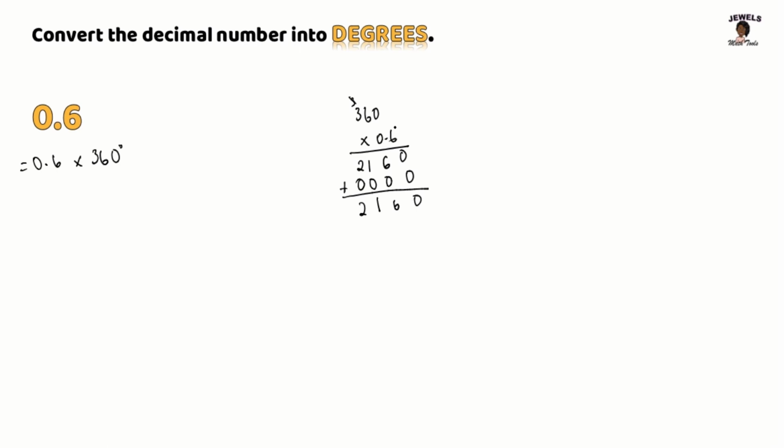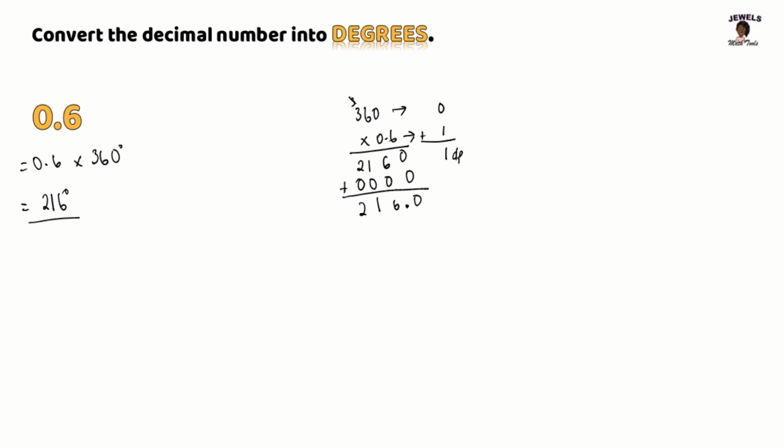We're going to go back and count how many numbers are behind our decimal point so that we know where to input our decimal point in our answer. So 360 has 0 digits, 6/10 has 1 digit, so in total we're going to have 1 digit behind the decimal point. So we're going to count our 1 and input our decimal point. So my 6/10 in degrees is 216 degrees.